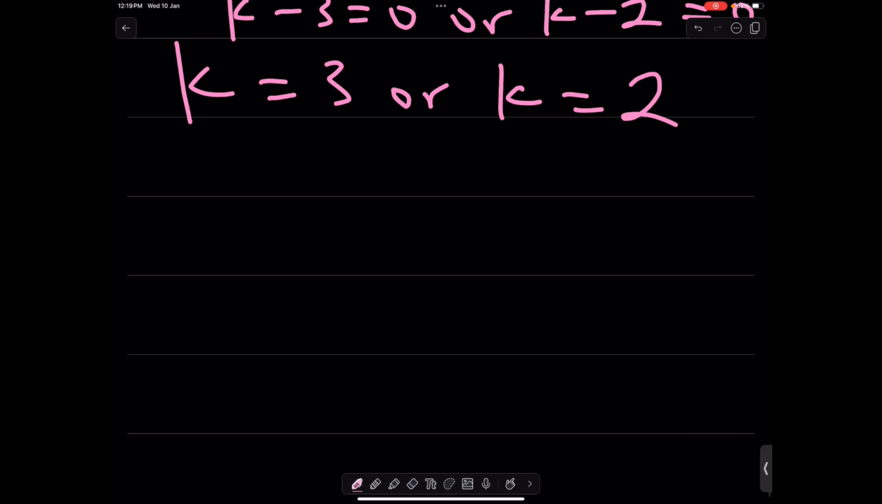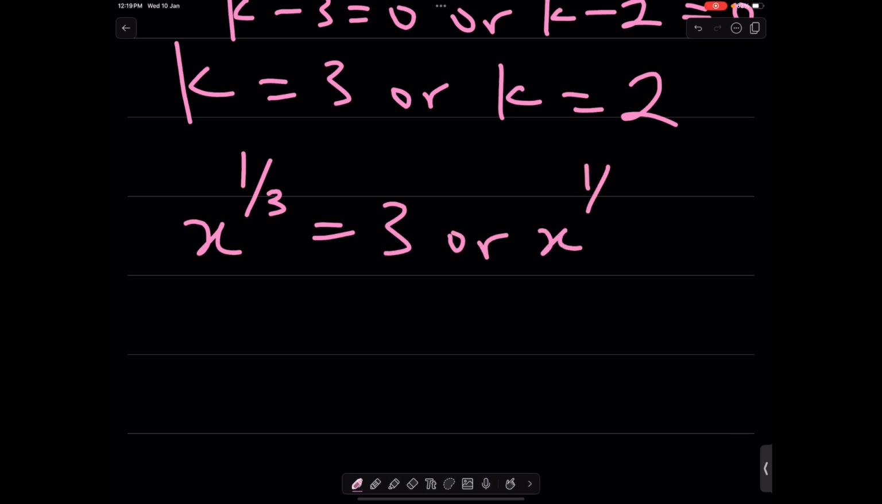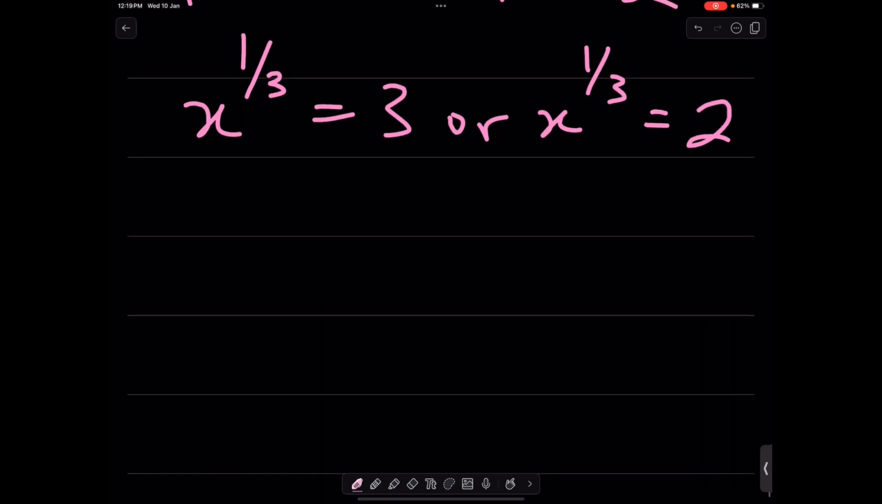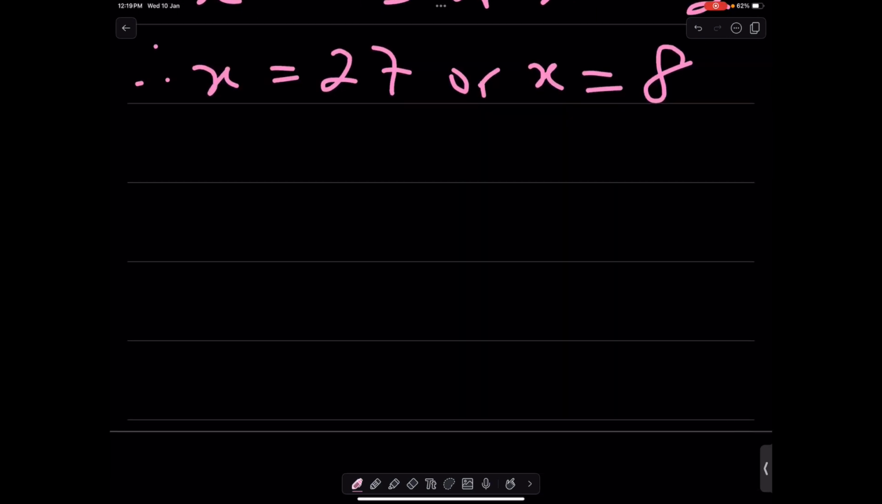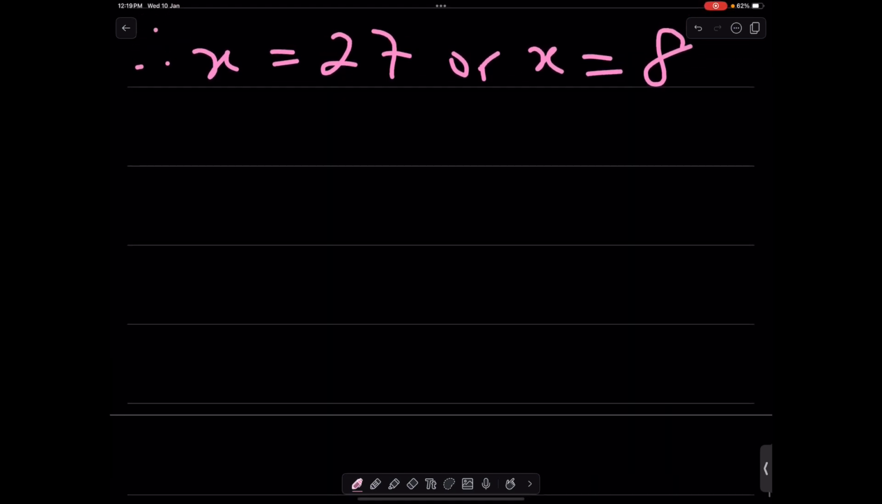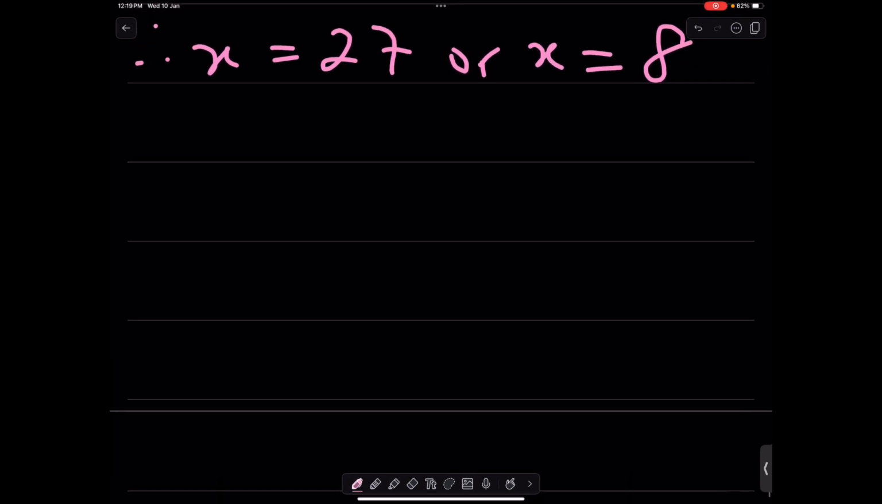Now, since k is equal to x raised to power 1 over 3, that therefore means x raised to power 1 over 3 equals 3 or x raised to power 1 over 3 equals 2. So if we find the cube of both sides, x will be equal to 3 cubed, which is 27, or finding the cubes of both sides here also means x equals 2 raised to power 3, which is 8. Therefore, x equals 8 or 27. And now we go straight to the next, which is from year 2009.